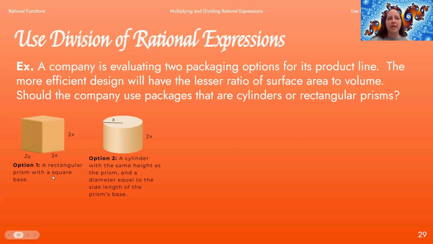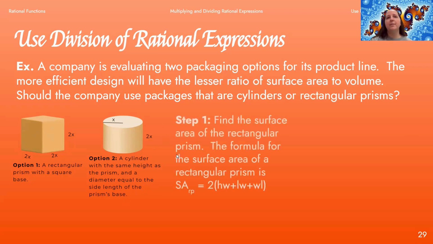Option 1 is a rectangular prism with a square base, so it has side lengths of 2x. Option 2 is a cylinder with the same height as the prism and a diameter equal to the side length of the prism's base. So the diameter is 2x, the radius is x, and its height is 2x.